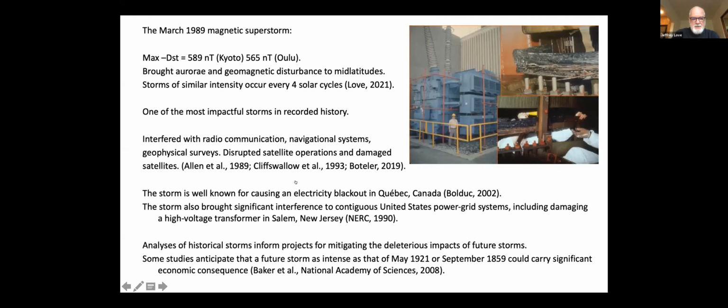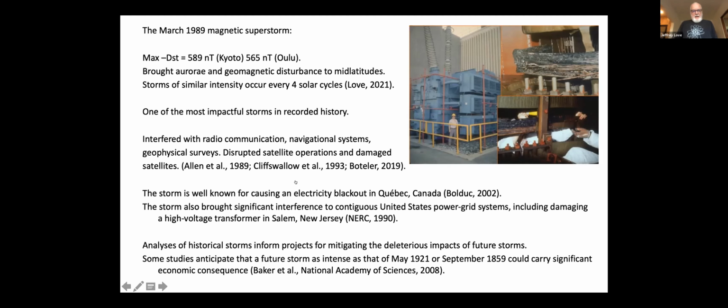Storms of similar intensity occur about every 4 solar cycles, and we know that from statistical analysis. So it's interesting and important to prepare for such storms, because we expect that things that have happened in the past will happen again in the future. And so we can expect such a storm to occur, possibly again within our lifetimes.